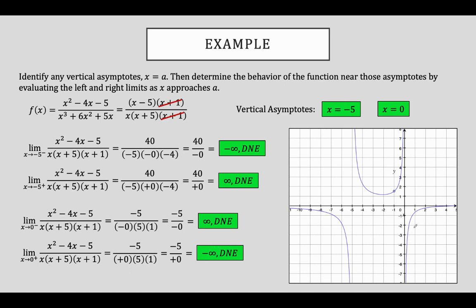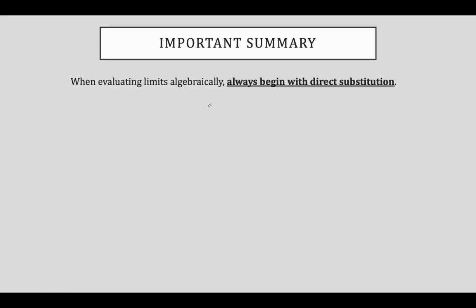All right. Again, vertical asymptotes at x equals -5 and x equals 0. And notice the hole in the graph as well when x is equal to -1. That hole in the graph comes from the common factors of x plus 1 and x plus 1. So here is your summary of what we have covered with limits so far.